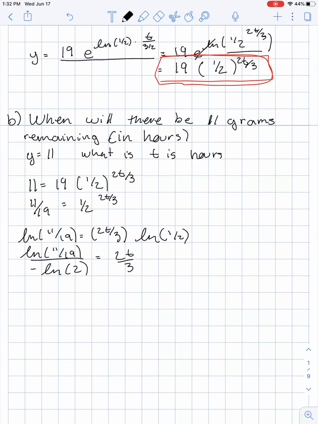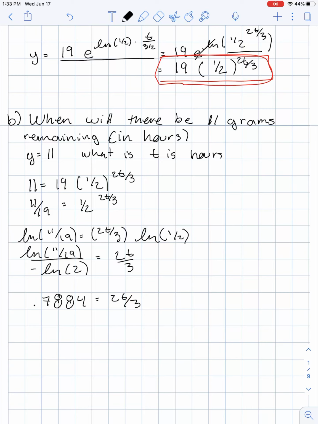So then, you guys are going to be able to use a 4-function calculator on your final. So I'm going to plug that into my, maybe a scientific one because it's ln's. ln 11 divided by 19 divided by negative ln of 2. And this equals 0.7884, equal to 2t divided by 3.